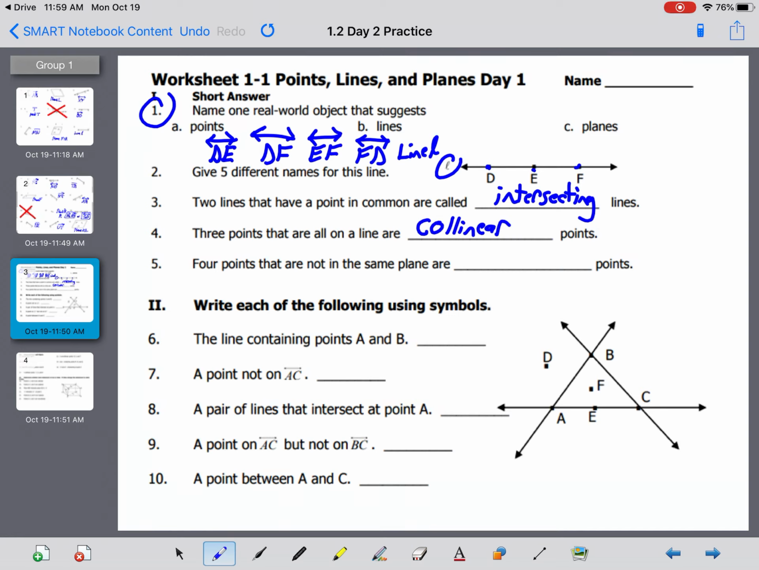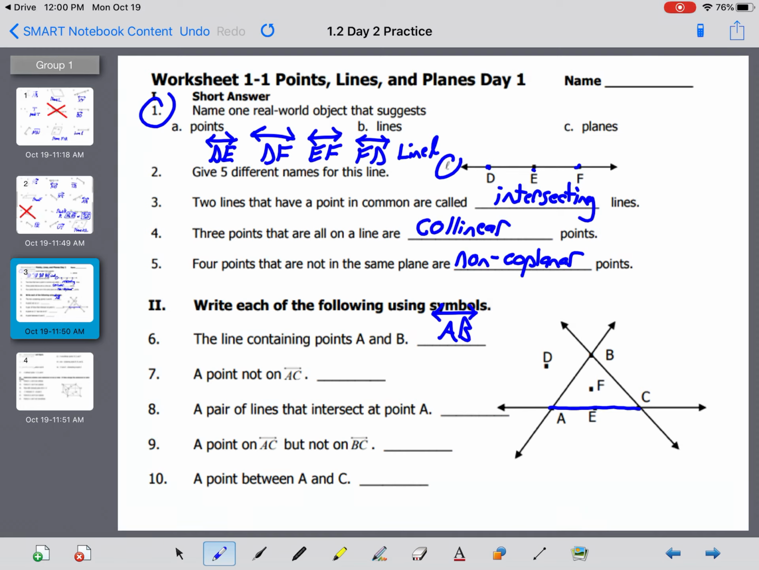4 points that are not in the same plane. Well, if they were in the same plane, they would be called coplanar. Since they are not, they're called non-coplanar. Write each of the following using symbols. The line containing points AB. AB with 2 arrows.